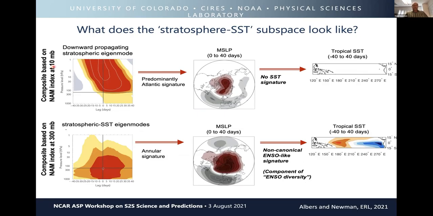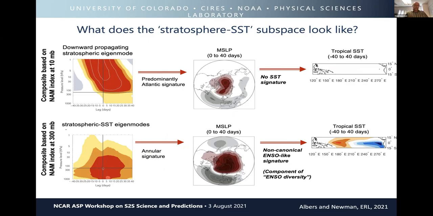This is a bit of an illustration. We take a composite of the NAM index at 10 millibars. And then we look at what that composite looks like. Here's the typical cross-section, this Baldwin and Dunkerton sort of dripping paint plot. And one sees something which is almost entirely that downward propagating stratospheric eigenmode. So that process, descent from the stratosphere to the troposphere, is in fact represented by just a single eigenmode. At the surface, it has a predominantly Atlantic sea level pressure signature. And like I said before, there's no SST associated with that.